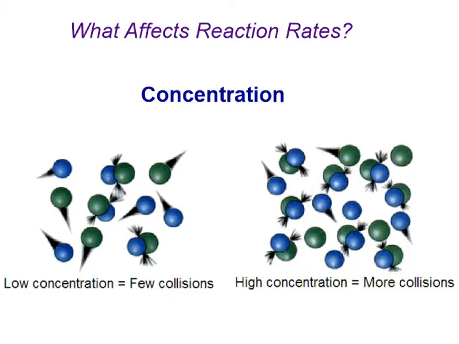The concentration of a substance also affects the reaction rate. Concentration simply describes the number of particles of a substance per unit volume. So here we have low concentration, we have fewer particles for this particular amount of volume. Here we have a higher concentration, more particles per that amount of volume. In the lower concentration, we're going to have fewer collisions. Higher concentration means more collisions.